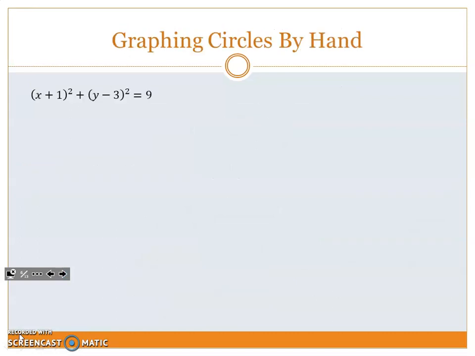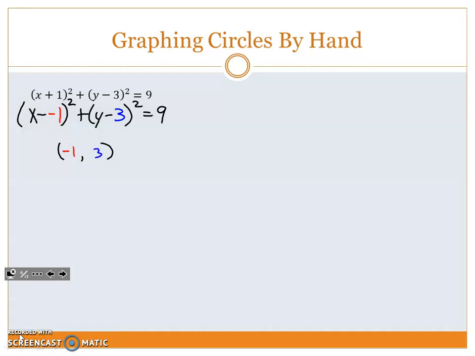Okay, so we've got (x + 1)^2 + (y - 3)^2 = 9. If you guys want to graph these circles, the first thing that you need to do is you need to identify what the center and what the radius is. So remember, our standard form is x minus. So if I have an x plus 1, that means I have an x minus a negative 1, squared, plus a y minus 3, squared, equals 9. Okay? So the center of my circle is going to be negative 1, 3.